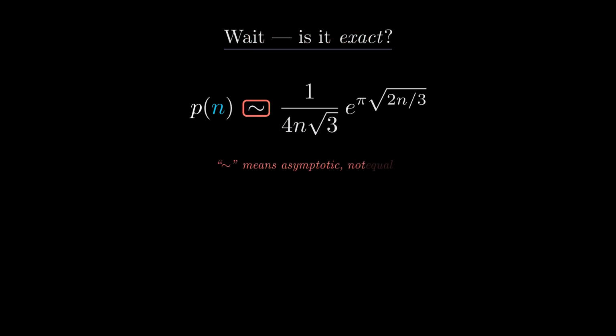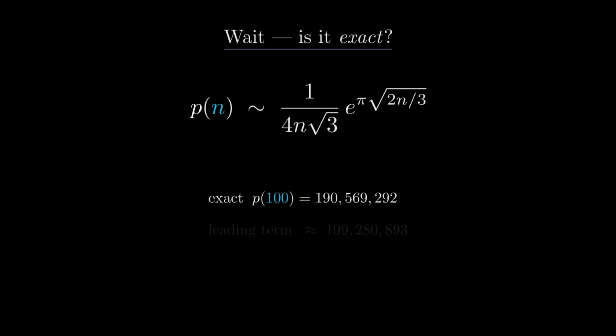And the gap is real. At n equals 100, the true count is 199 million. About 5% too big. Close, but not the answer. Why too big? Because we only listen to the loudest singularity at q equals 1.